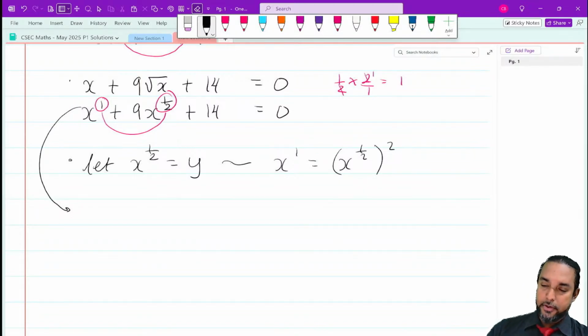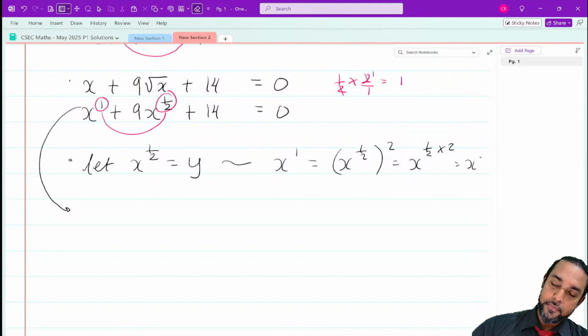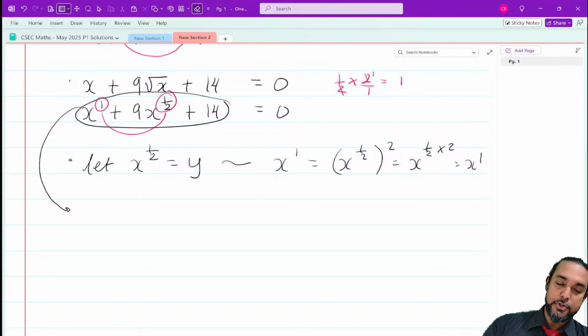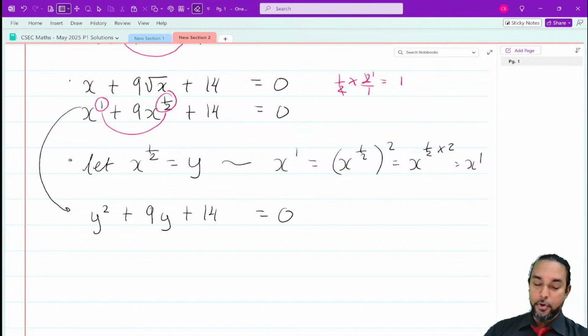Right. So like I was saying, x to the 1 is x to the half squared. Now, when you have a power in a bracket and a power outside a bracket, the law of indices that governs that tells us that we do what with the powers? We have to multiply them together. And we just saw that a half multiplied by 2 is equal to 1. So what that allows us to do is to rewrite this equation like this: y squared plus 9y plus 14 equal to 0.